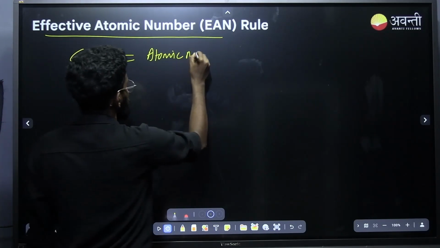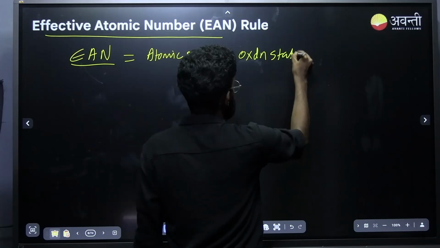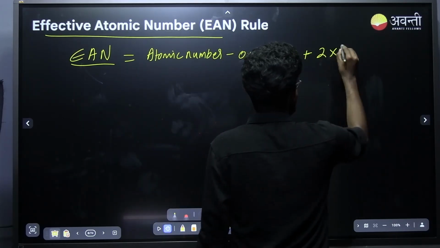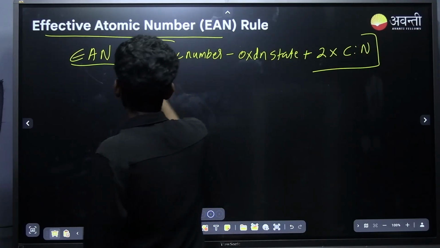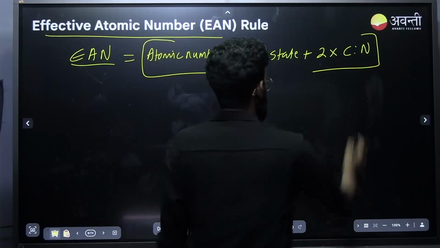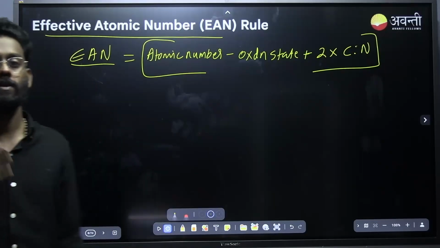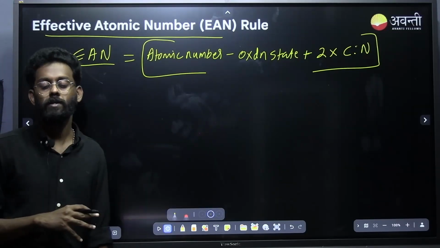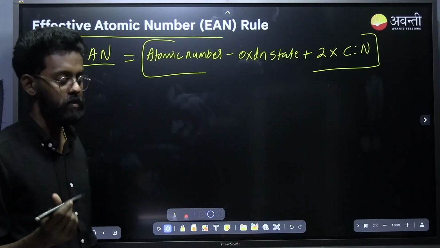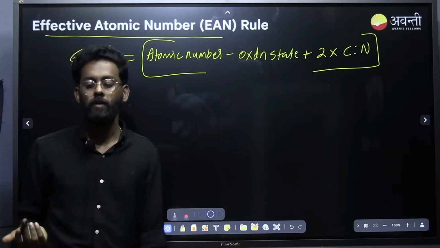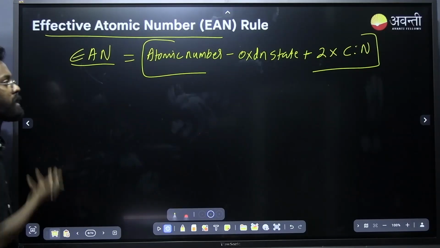It is atomic number minus oxidation state plus 2 into coordination number. All of you know what coordination number is, right? I think I didn't say it in the basics, but I hope all of you know. It is the number of sigma bonds attached to the metal atom, or the number of donor atoms attached by ligands to the central metal atom.